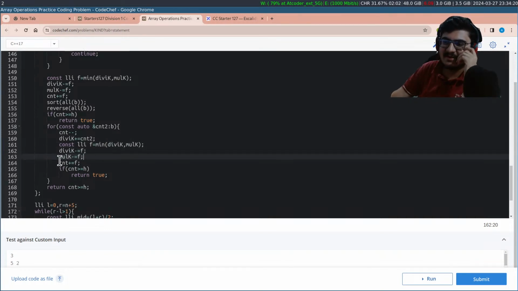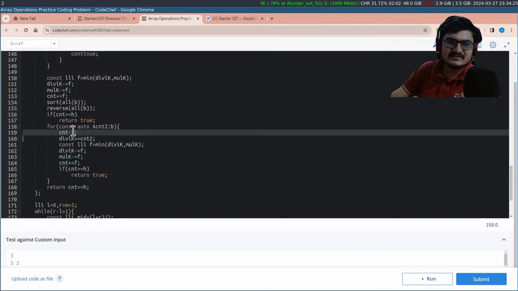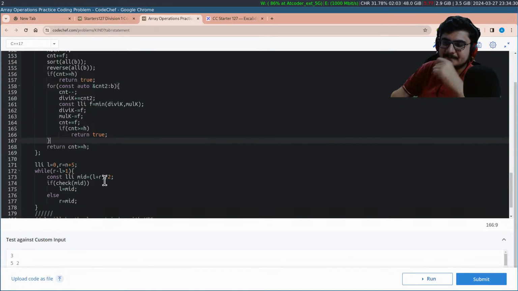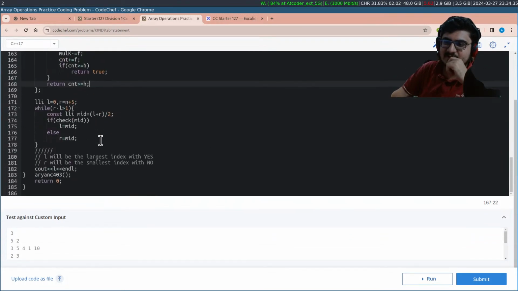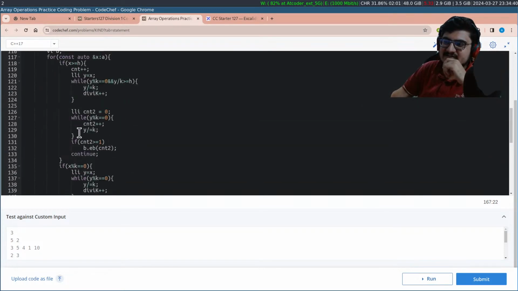I subtract them from k, and this would be the extra numbers I can get at the expense of making this number greater than h. And if this becomes greater than h, return true. Otherwise, keep repeating the cycle. And at last, this is what I am taking. And this was the last critical operation.